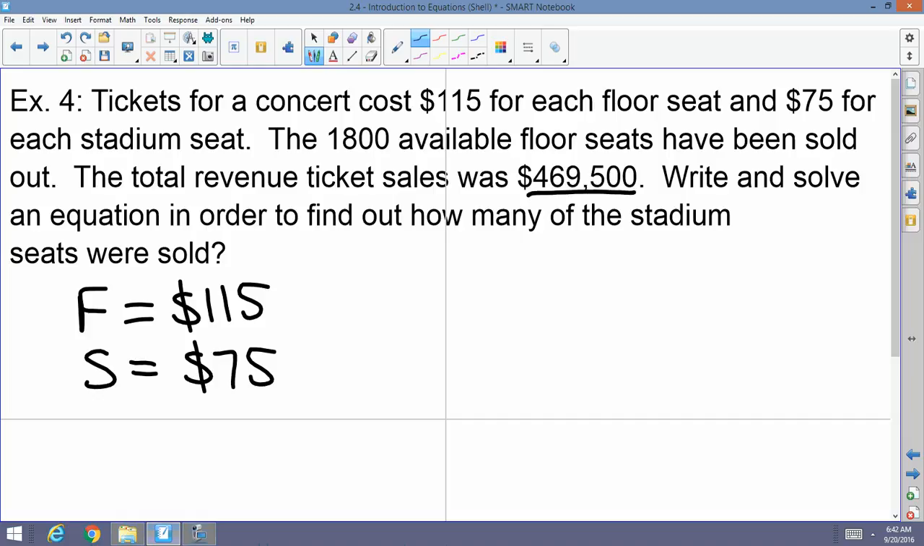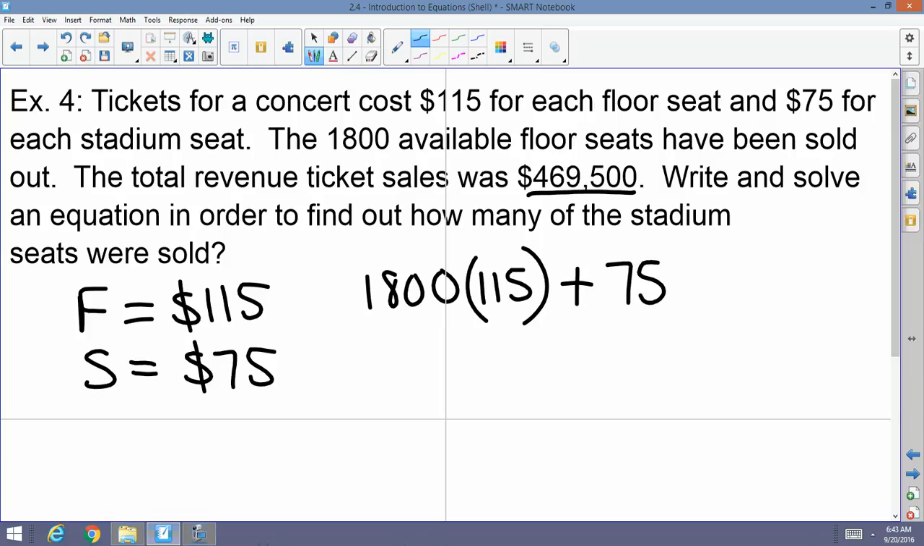So we have 1,800 floor seats times $115 for each one of those, plus $75 for each stadium seat S, which is going to equal $469,500.